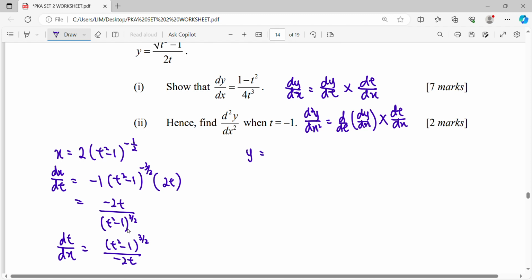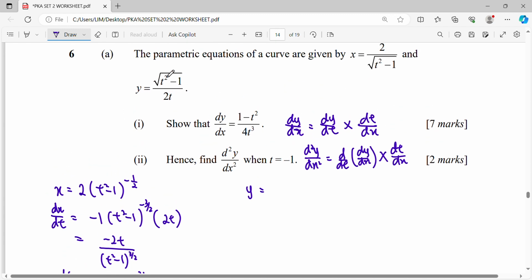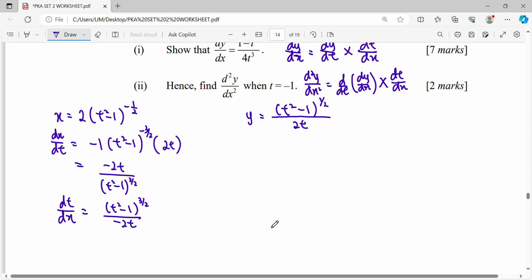But when we come to y, you can notice that t is at the numerator and t is also at the denominator, so no choice, this one is the quotient rule. Before we start with the quotient rule, the square root, we write it in power of 1 over 2. Okay, we write it in power 1 over 2.